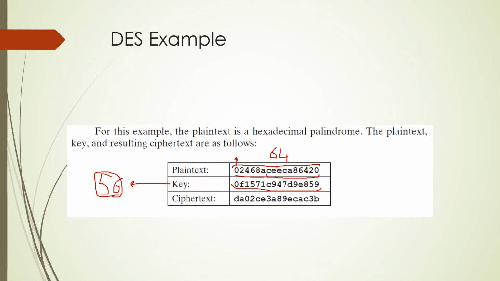But in any case, the key length is 56 bits, but we're going to add some parity bits to make the key length 64 bits. And this is, again, a 16-digit hexadecimal number, which can represent 64 bits, 4 bits per digit, 4 times 16, 64. And the ciphertext block will have the same exact length as the plain text. And in order to show you how this works, I'm going to give you some intermediate results in the next slide.